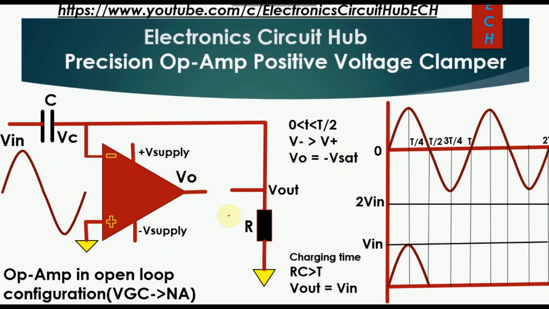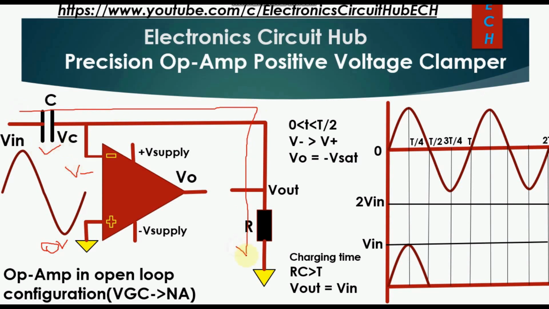Since this diode is off, your op-amp now works in open-loop configuration. In open-loop configuration, VGC, the virtual ground concept, is not applicable. So here you have 0 volt, and the same voltage will not appear at your V minus terminal. Now let us see the charging behavior of this capacitor. The charging path for this capacitor is this.